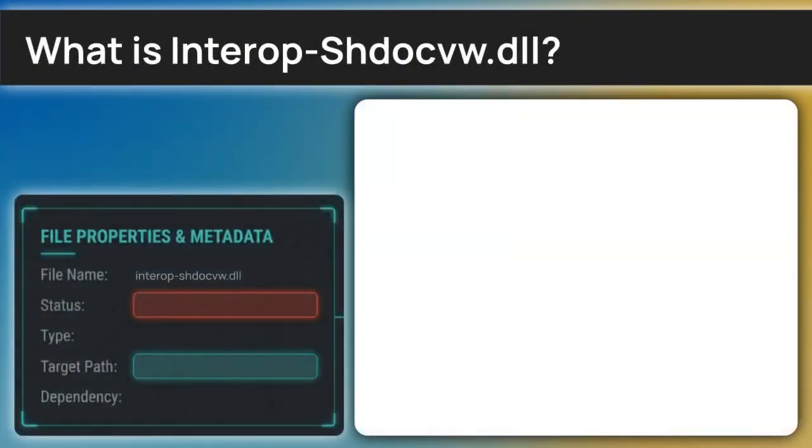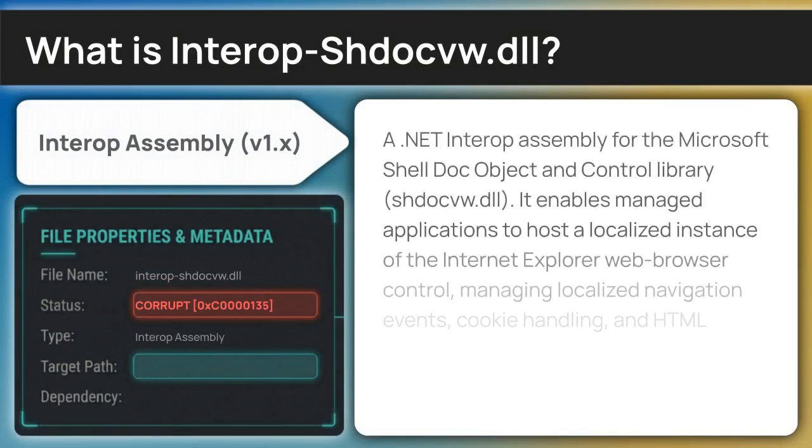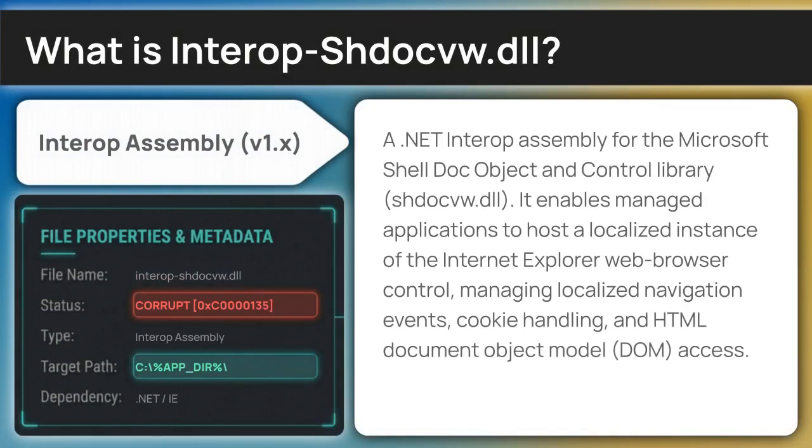This is the Interop Shdocvw, a .NET Interop Assembly for the Microsoft Shell Doc Object and Control Library, Shdocvw.dll. It enables managed applications to host a localized instance of the Internet Explorer web browser control, managing localized navigation events, cookie handling, and HTML document object model (DOM) access.